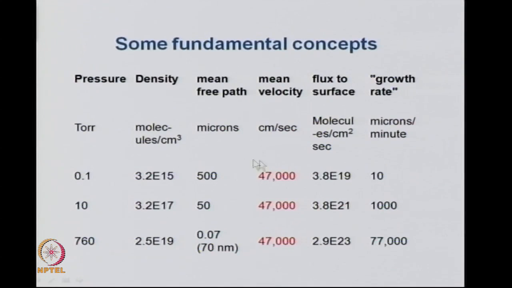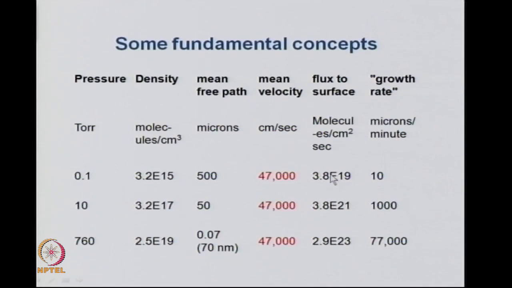Similarly, the mean velocity is kept constant at 47,000 at these pressures, and you can calculate how many molecules will be impinging on a surface under these different pressures. At low pressures, you will have fewer molecules impinging per second, of the order of 10 to the power 19, whereas at atmospheric pressure, at 760 millimeter pressure of the same gas, keeping the mean velocity the same, you will have 10,000 times more molecules impinging on the surface. So, depending on the number of molecules falling on the surface per unit time, if that is large, then the growth rate will be larger, and that is seen here.